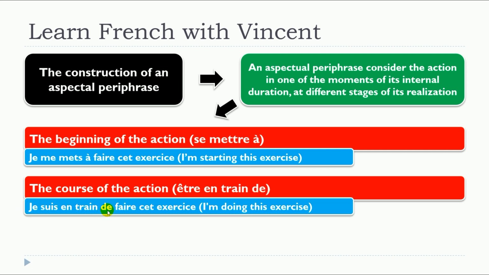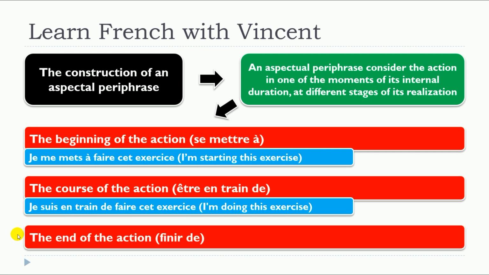Je suis en train de faire cet exercice. So by using être en train de, I clearly have the feeling that you are expressing the course of the action. It is happening right now. And so, of course, we want to express also the end of the action, and we will use finir de.